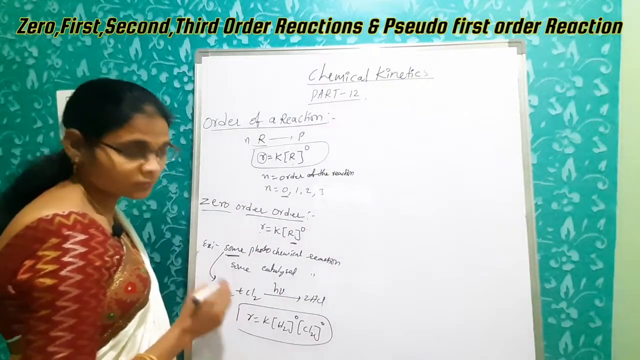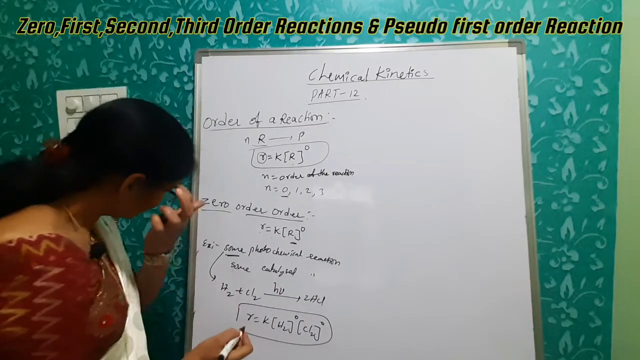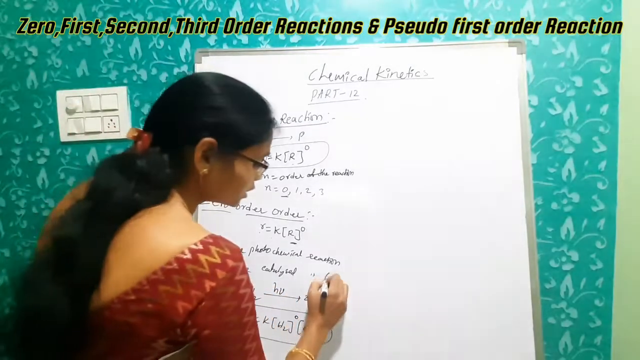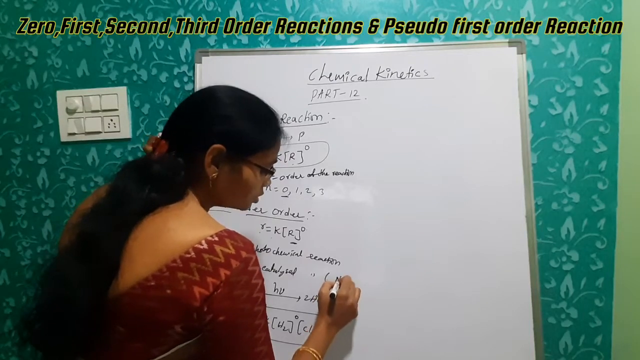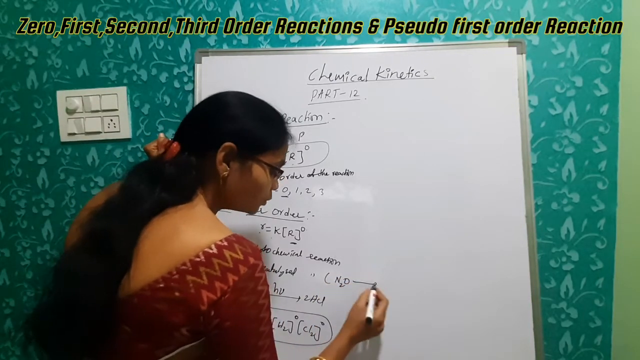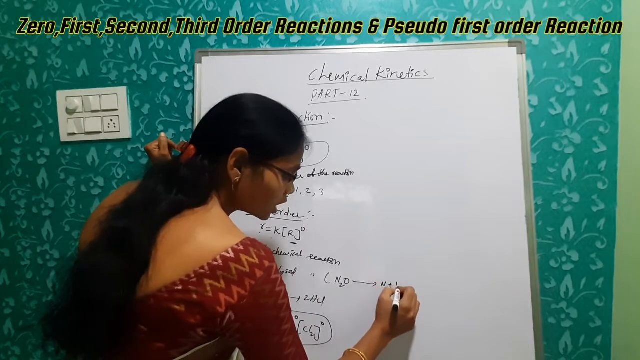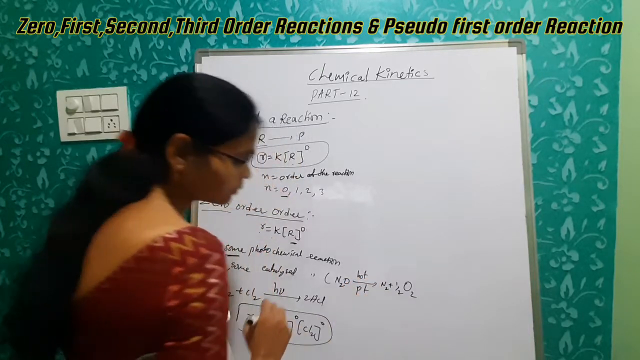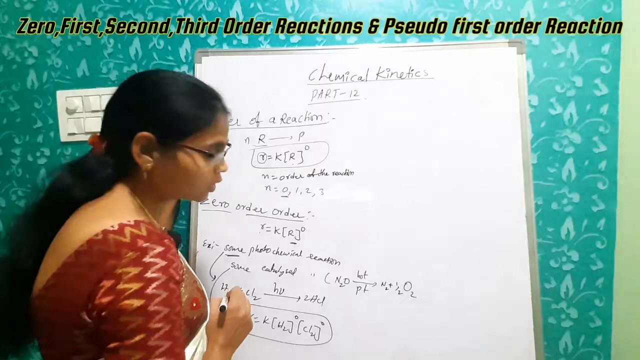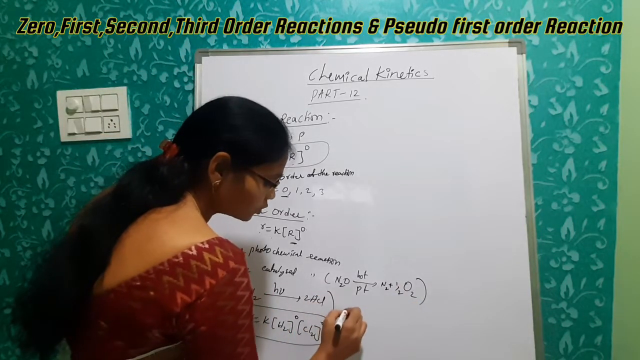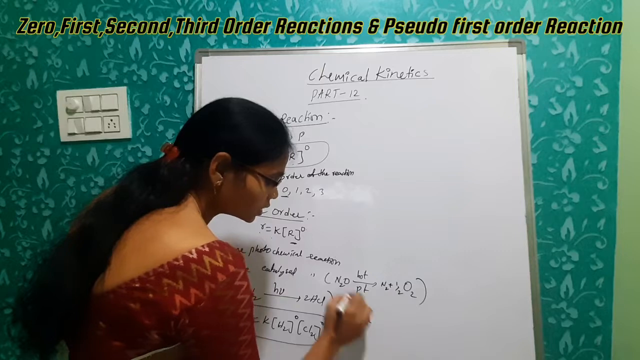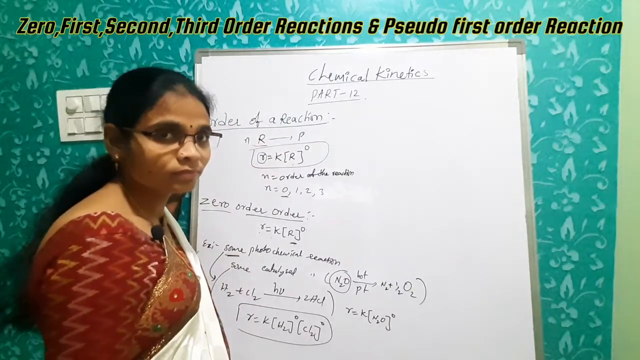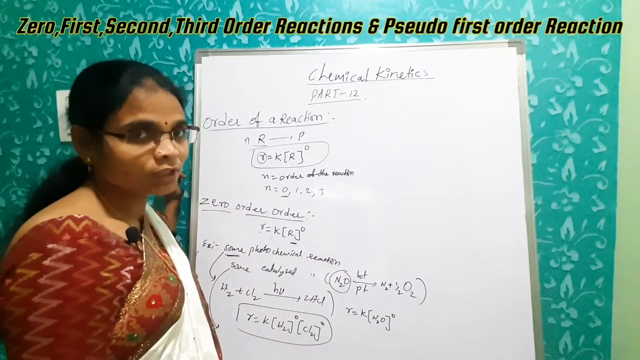Now, see here. Next, write down one catalyzed reaction. N2O decomposes to give N2 plus half O2 in the presence of a hot platinum tube. Here also the order is independent of the concentration of N2O, laughing gas. Clear? So, this is a 0 order reaction.